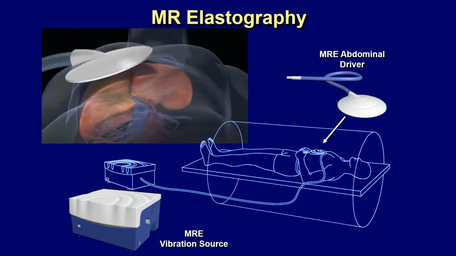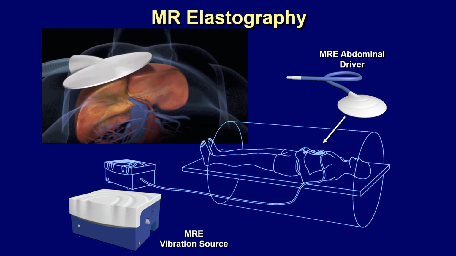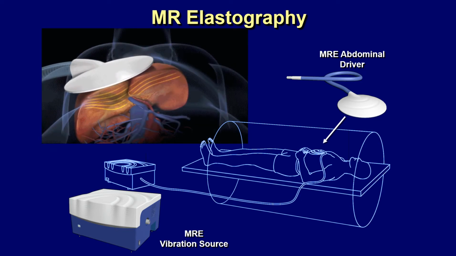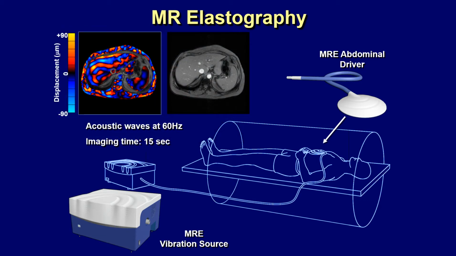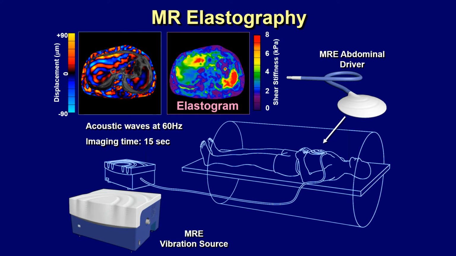In an MRE exam, mechanical waves are generated in the liver using a source of vibrations that's placed against the chest wall. Propagating mechanical waves are imaged with a special pulse sequence in an acquisition that lasts only about 15 seconds. Here we see actual images of these waves in the liver and other upper abdominal structures. After the wave images are acquired, the data is processed automatically by the scanner to generate color-coded images showing tissue stiffness, as you can see here. We call this an elastogram.